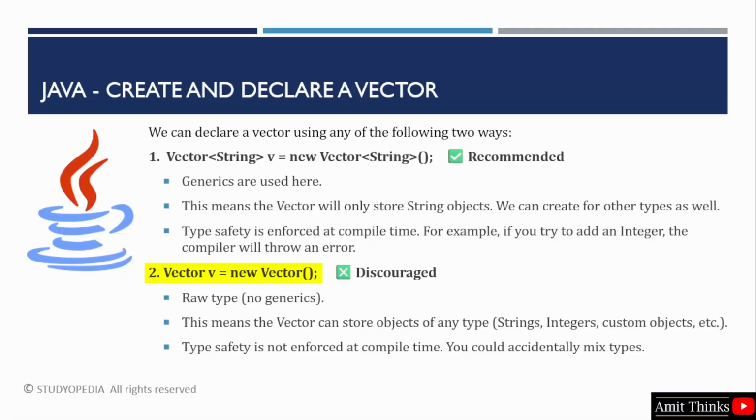We have a second way also, which is not generally recommended. In this the data type is not visible, so this is a raw type. Here I have also shown an example, Vector v = new Vector(). In this the type safety is not enforced at compile time. Since the type is not visible, you could accidentally mix types, so this is generally avoided. In our example, we will use the first method of declaring and creating vectors.